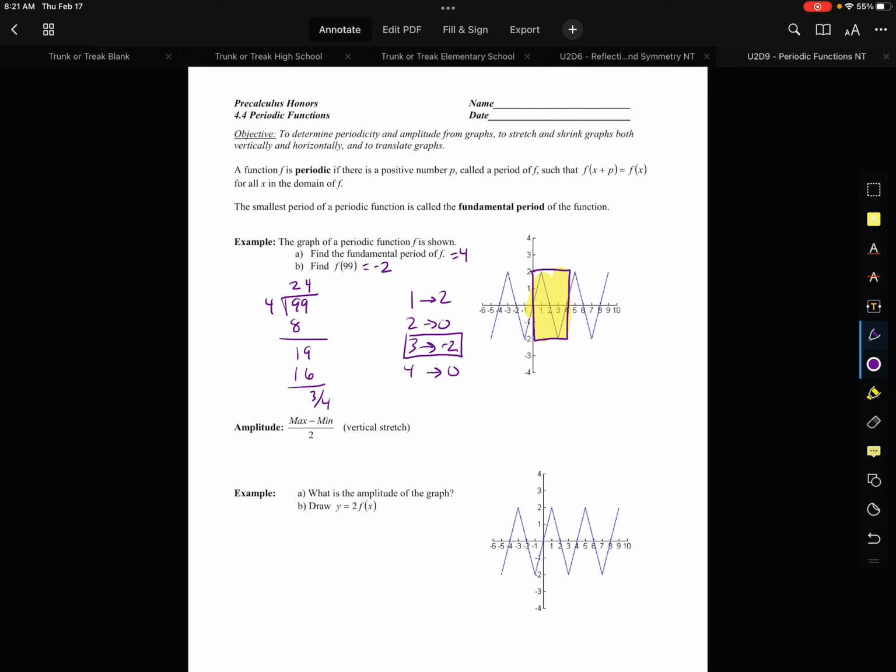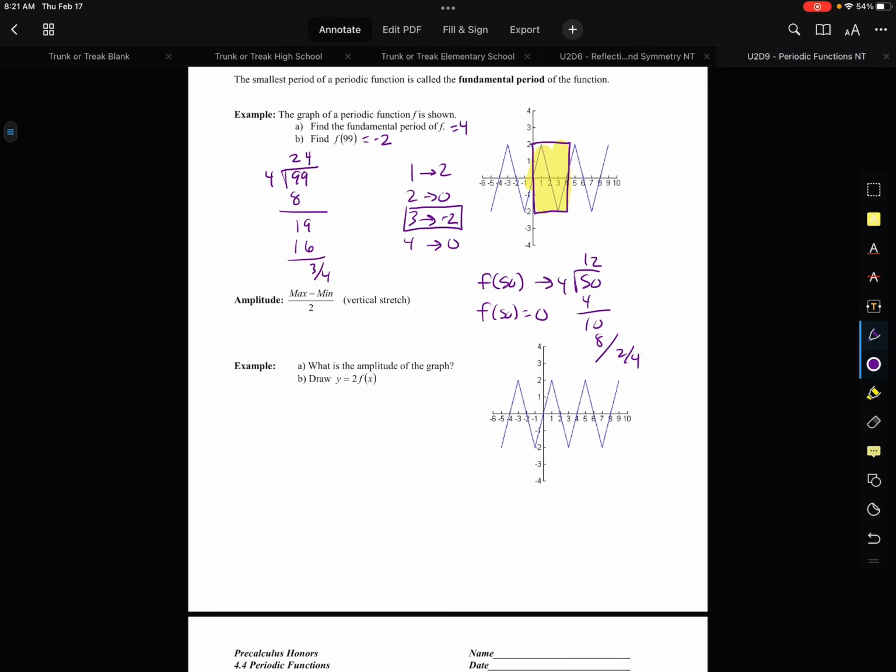So if we did f of 50, right? 50 divided by 4. 1, 4, 10, 2, 8, 2 out of 4. So if we're looking at the second spot out of 4, f of 50 is 0. And this consistently will work over and over and over again. You don't need to find an equation. We could just work with the scenario that we have.